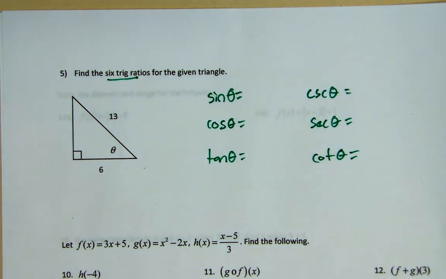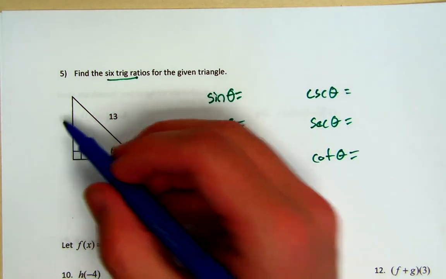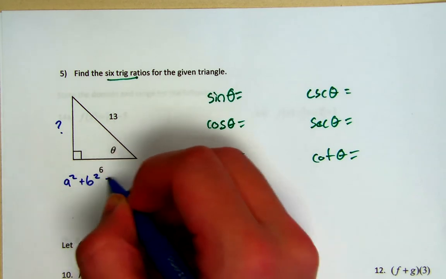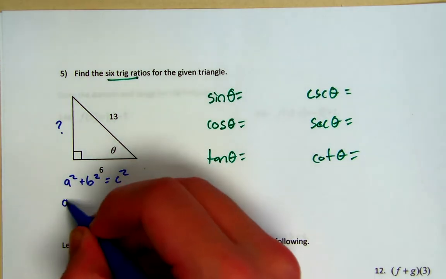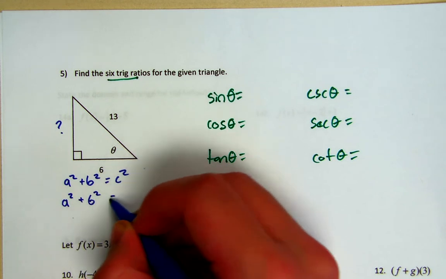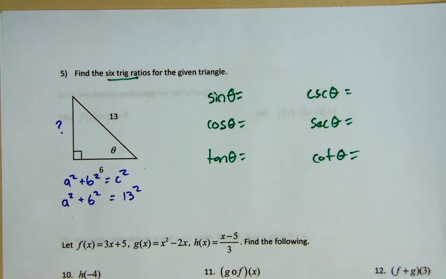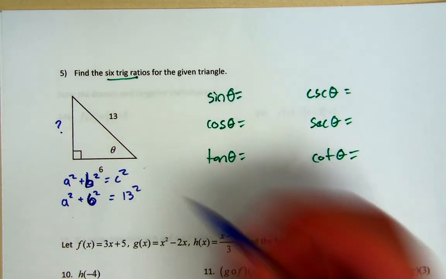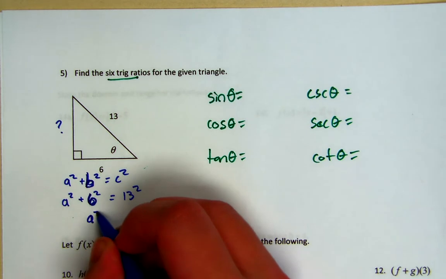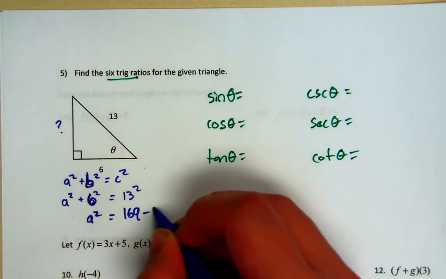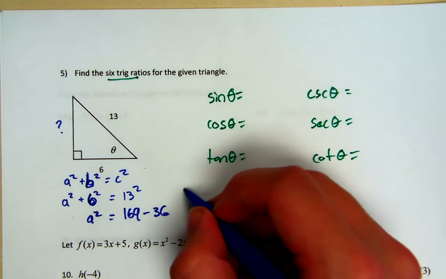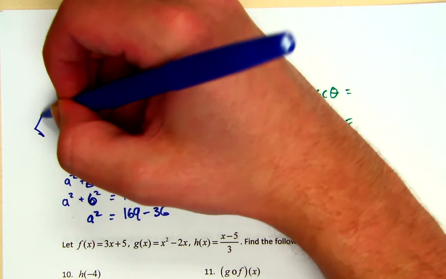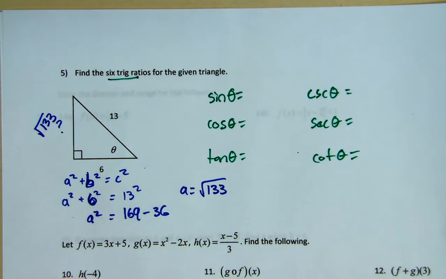But what's missing here? We're missing the third side. How do you find it? A squared plus B squared equals C squared. So let's call it A squared plus 6 squared equals 13 squared. Alright. So A squared equals 169 minus 36. So A is going to actually equal the square root of 133. So over here we've got the square root of 133. Yeah, it's a big number, can't reduce. Oh well.